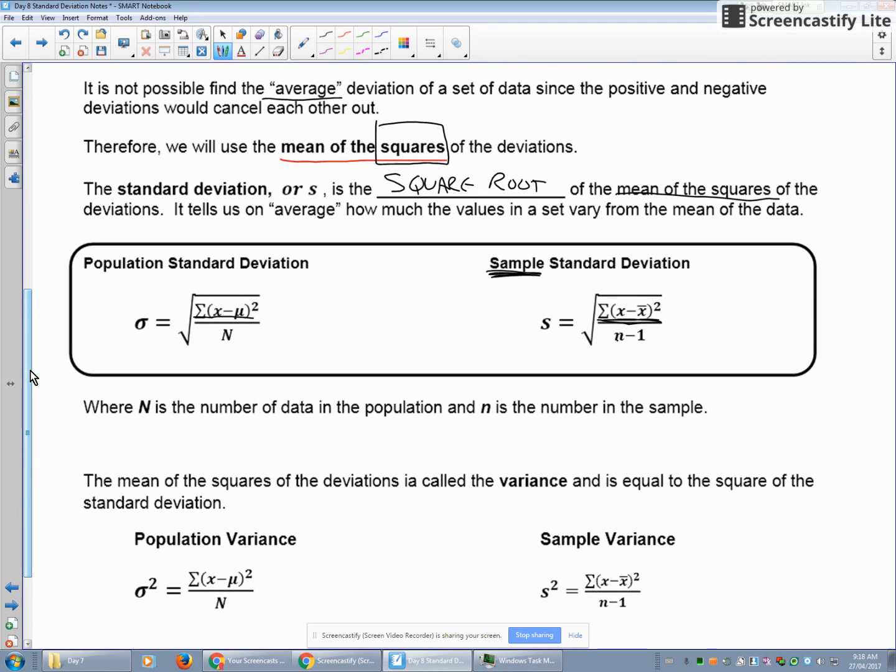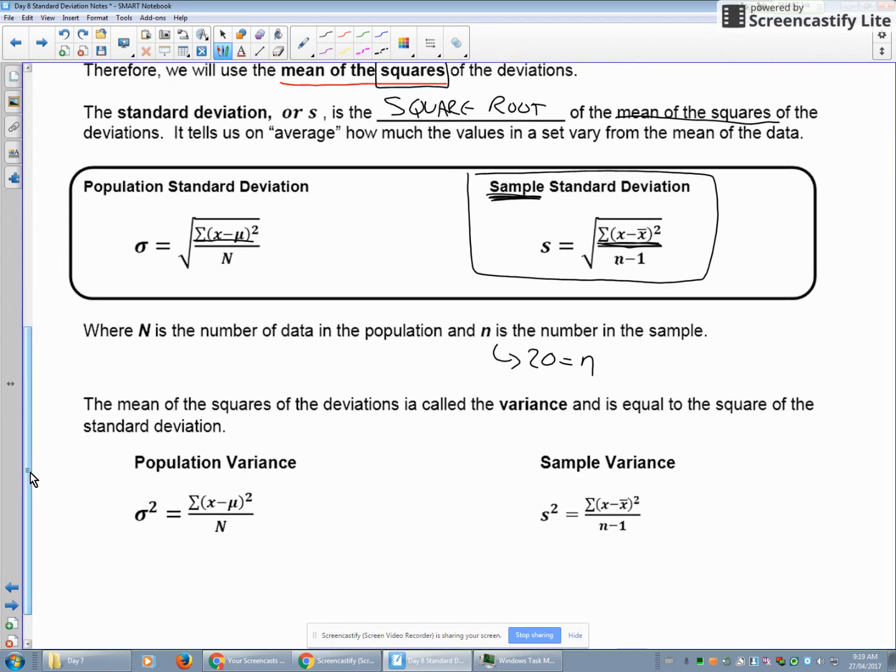So we're going to need to use this particular formula to calculate the standard deviation in our set of data. And the difference here is, capital N is the number of data in the population, and n is the number in our sample. So in our question, 20 is equal to n because we have 20 data points.